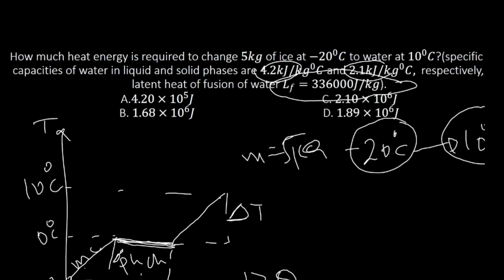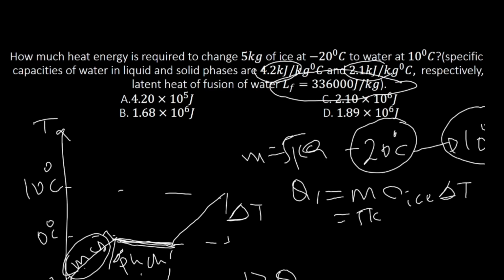Now let's do it one by one. Let's start with the first part, Q1, which is the heating of the ice. Q1 equals mass of the ice times c of the ice times delta T. Why do we use c of the ice? Because in the first stage it is the temperature of the ice that is increasing. So it equals 5 kilogram times the specific heat capacity of ice, 2,100 joule per kilogram degree centigrade, times the temperature difference, 0 minus negative 20 degrees centigrade.